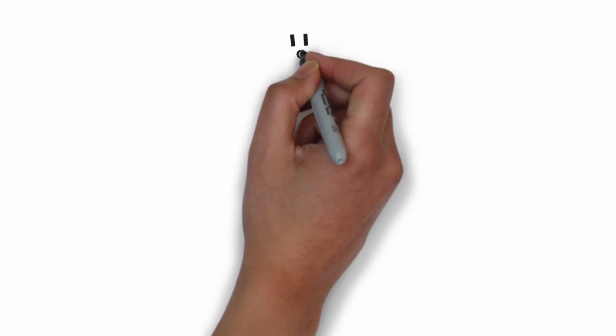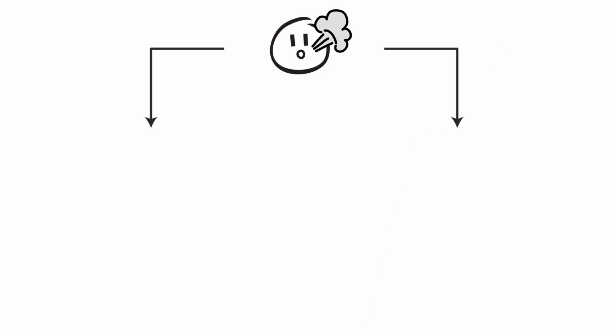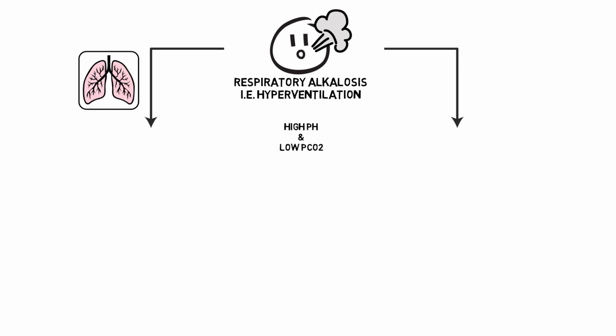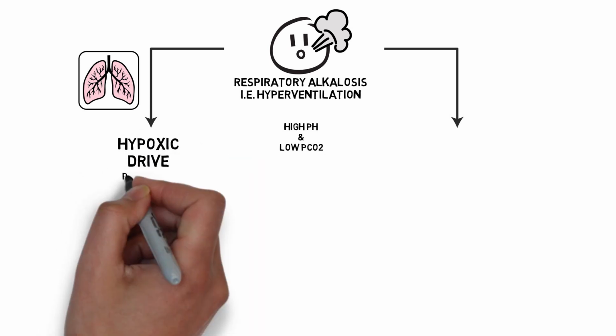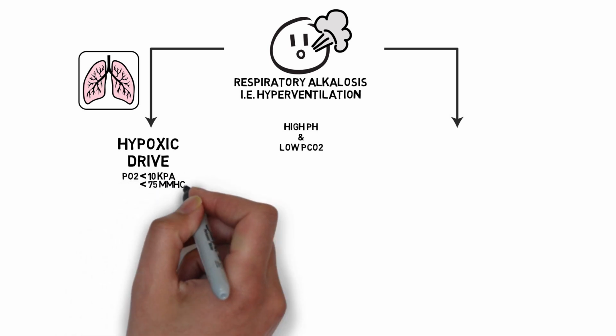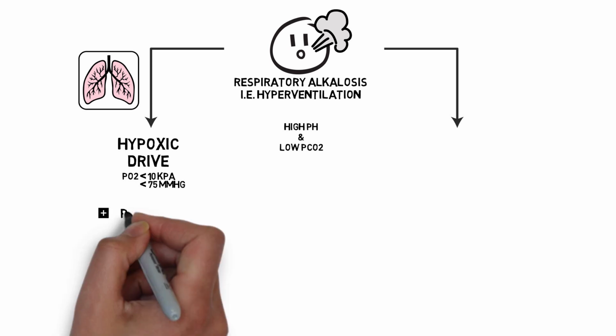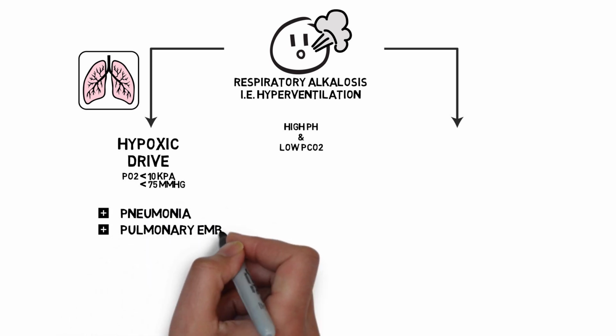Now, why would a patient do this? There are two main reasons. You've learned that our respiratory center is triggered by high CO2 levels, right? Well, thankfully, if you're hypoxic, your body will also try to breathe faster and deeper. So the first main reason for respiratory alkalosis is hypoxia. We call this hypoxic drive. If this is the case, you'll need to do a workup on hypoxia. Common causes are pneumonia, pulmonary embolism, and congestive heart failure.